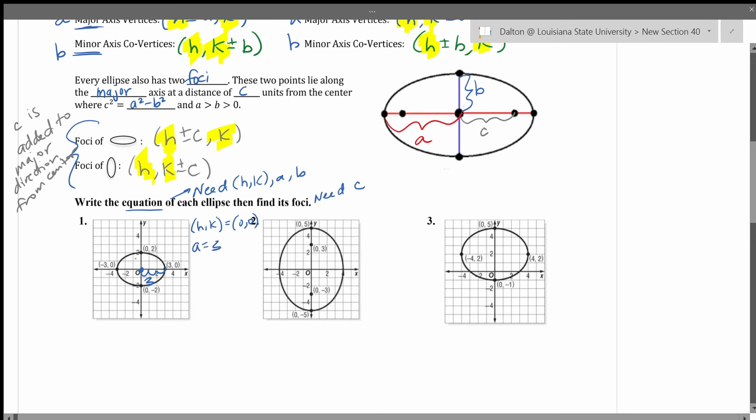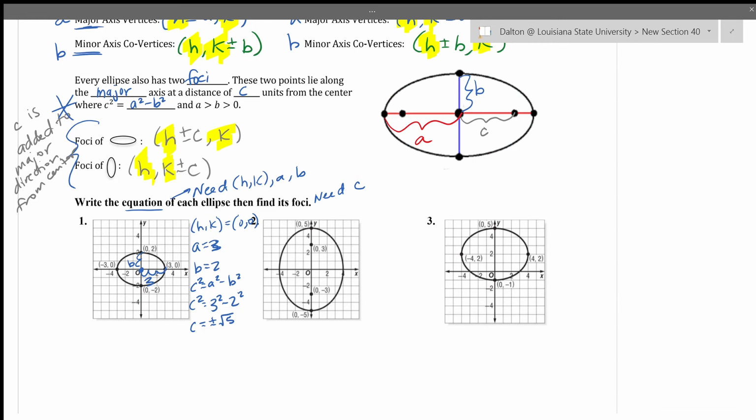And then B is the shorter distance from the center to a point on the ellipse, which is 2. So A is 3, B is 2. That'll suffice for the equation, but in order to find the foci, I also need C. So if I use this equation up here, where C squared is equal to A squared minus B squared, then we know that C squared is equal to 3 squared minus 2 squared, which is 9 minus 4, which is 5. So that means C is going to equal plus or minus the square root of 5.